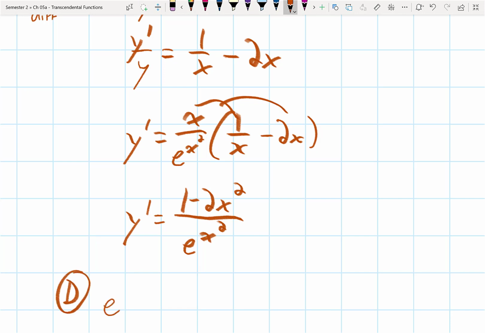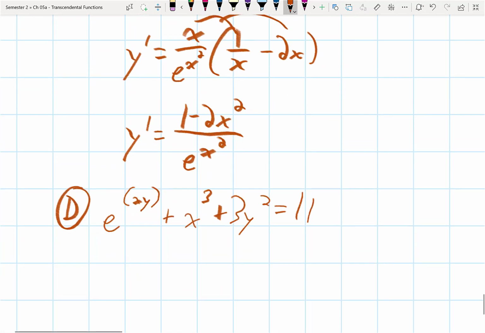e to the xy plus x cubed plus 3y squared equals 11. This is going to be a little bit of a review of implicit differentiation, of product rule, of all these little rules you've had. So let's go here. We need to do the derivative of xy. Do you remember how to do the derivative of xy? What rule do we have to use?